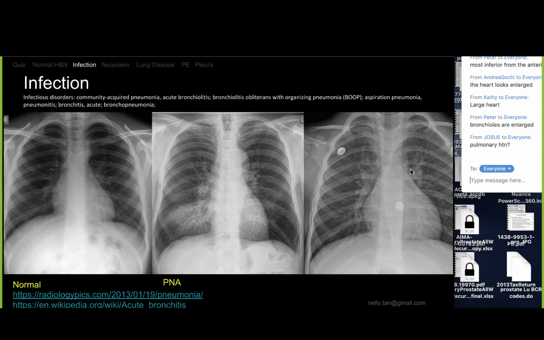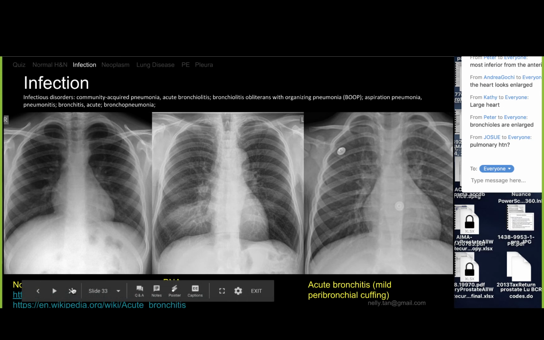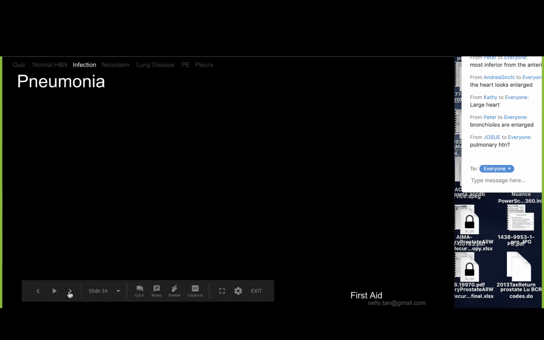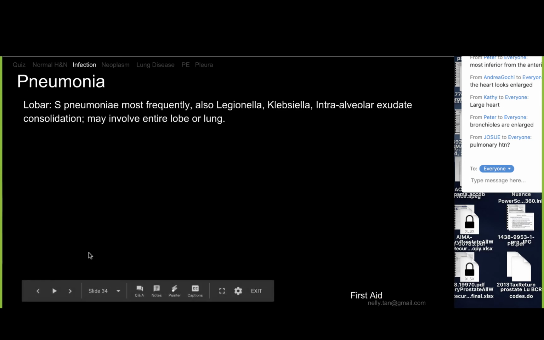So this is what we see with bronchitis, which is just inflammation of the bronchi. And they call it cuffing. It's because of the thickening, the muscles that are thickened. And so it looks like it's cuffing it. And you normally should not be able to see that. So that's bronchitis, acute bronchitis, which is different from chronic bronchitis. We'll get to that. Pneumonia.